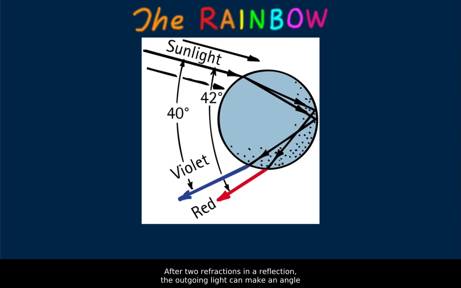After two refractions and a reflection, the outgoing light can make an angle with the incoming rays of anywhere from 0 degrees to a maximum of 42 degrees, depending upon where the light strikes the droplet. For a head-on ray at the middle of the droplet, the light is sent straight back for an angle of 0 degrees. Light striking near the edge of the droplet makes an angle close to 42 degrees with the incoming light.